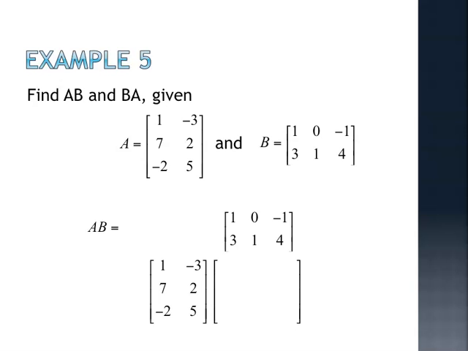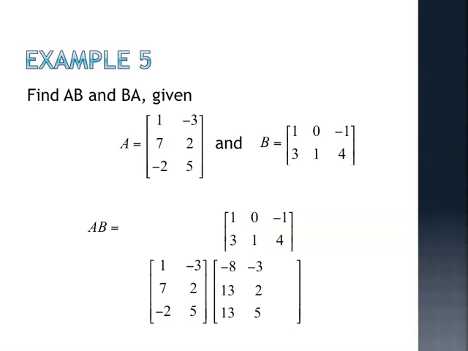Okay, so the first one is going to be 1 times 1 plus -3 times 3, which is equal to -8. Next we have 1 times 7, 3 times 2 is 13, if we add them together. -2 times 1 plus 5 times 3, that's equal to 13. Next we have 0 times 1 plus 1 times -3, and that's equal to -3. Next, 0 times 7, and 1 times 2, which is 2. Next, we have 0 times negative 2 plus 1 times 5, and that's equal to 5.